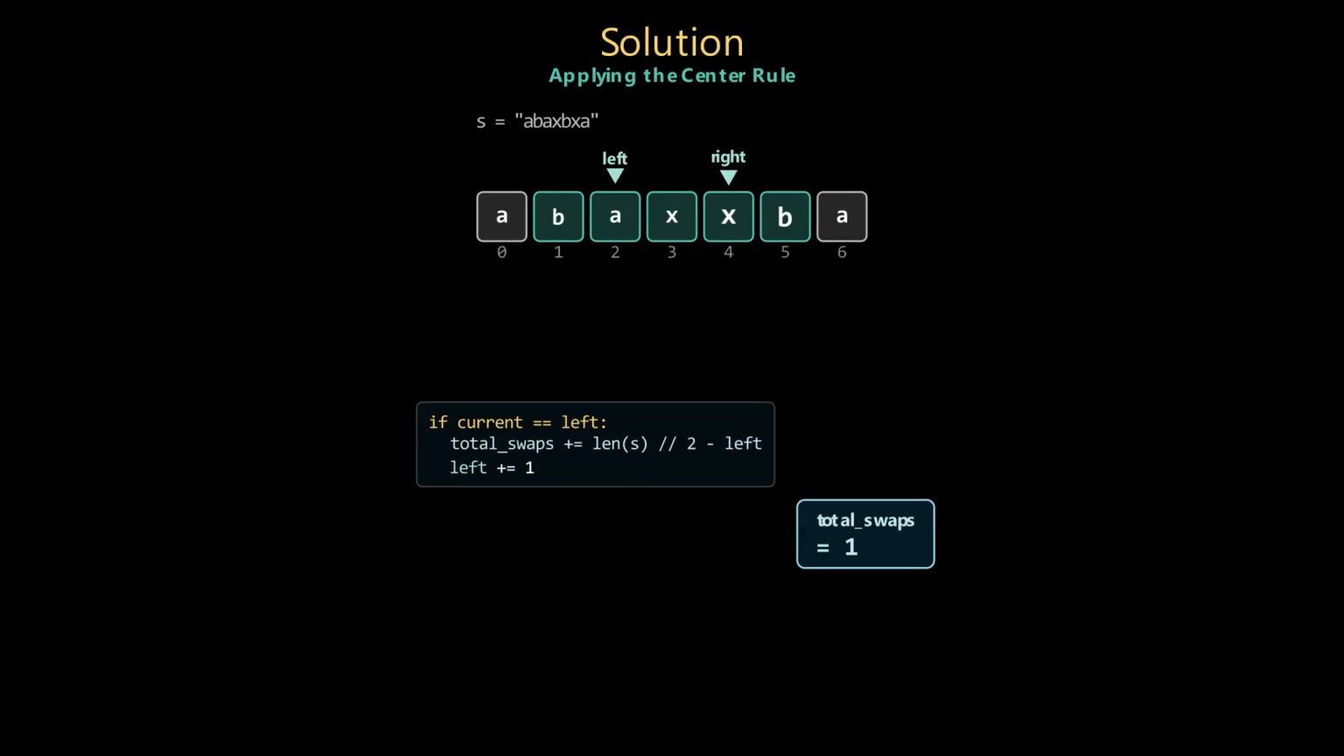Next, left points at the letter A at index 2. Scanning indices 4 and 3 finds no matching A. This character has no twin in our window, so we apply the center rule. Floor of 7 over 2 minus 2 equals 1, and only the left pointer advances.